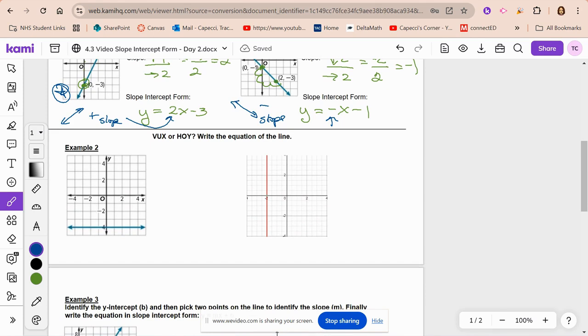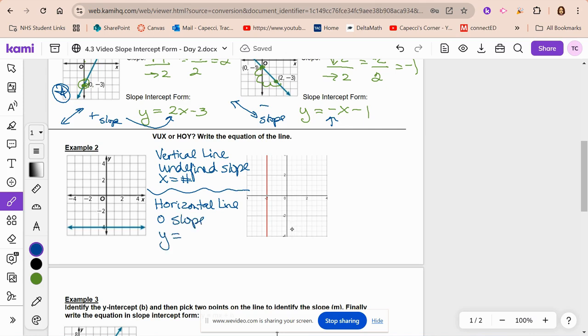Okay, let's move on. We've been talking about Vux-Hoy a lot. Remember, Vux is a vertical line that has an undefined slope. And the equation of the line is x equal to a number. X is equal to 2 or x is equal to -7, whatever it is. My Hoy is a horizontal line with a 0 slope, and y is equal to a number.